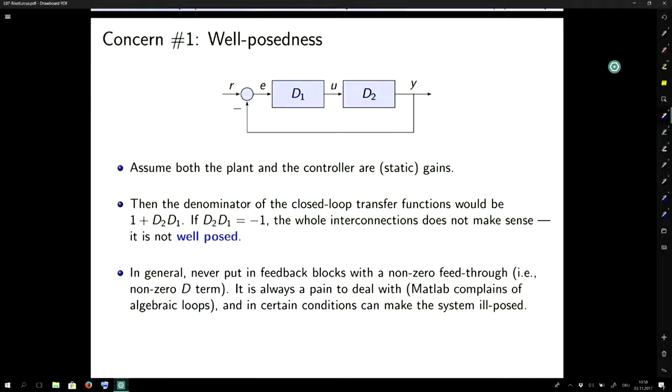Now, imagine that we have just static gains, okay? So now both D1 and D2 are just some constant that multiply the input, okay? Now, you can do your calculations, try to compute the transfer function, right? And at the denominator of the transfer function, what you will have is 1 plus L, which is equal to 1 plus the product of D1 and D2, right? Now, you can imagine what will happen if D1 times D2 was actually equal to negative 1.